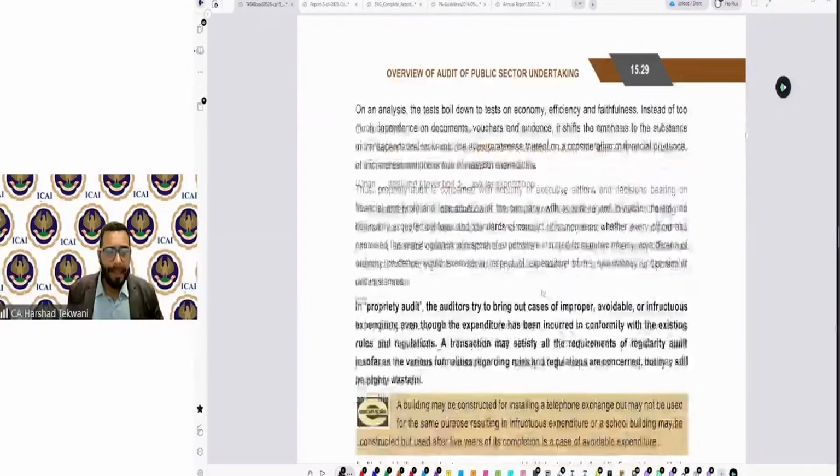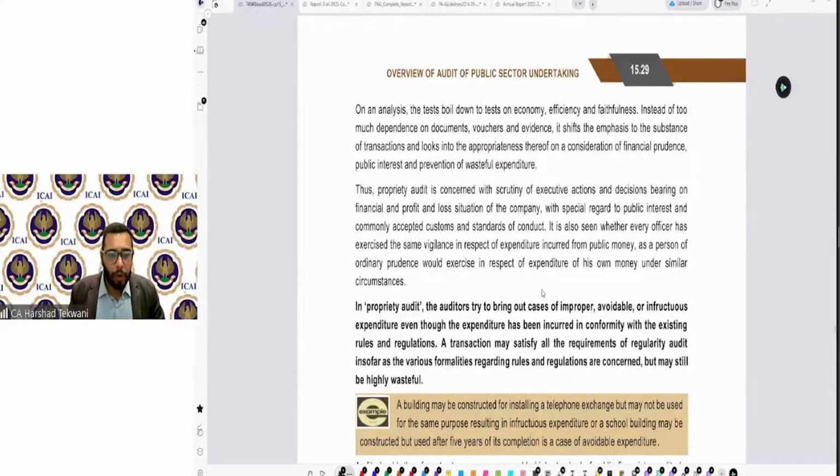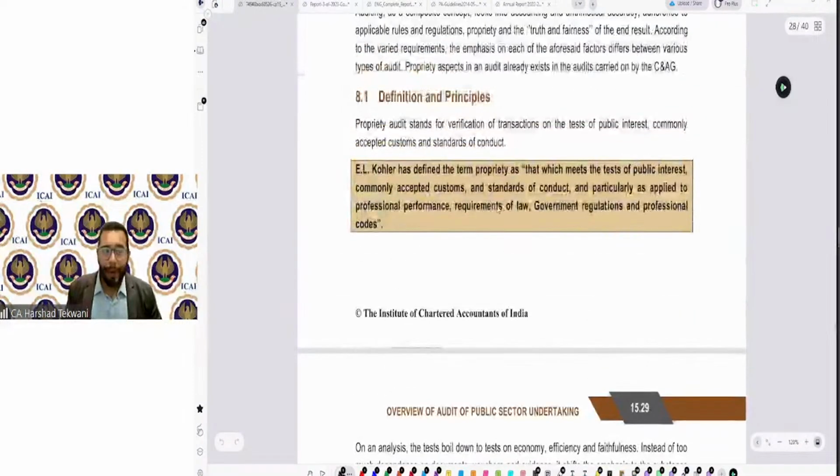It basically talks about whether any improper, avoidable, or unfruitful expenditure has been incurred, which is not as per the regulations, which should not have been done in the public interest, where expenditure incurred from the public money is wasting the public money. So when you audit on that aspect, it becomes proprietary audit.